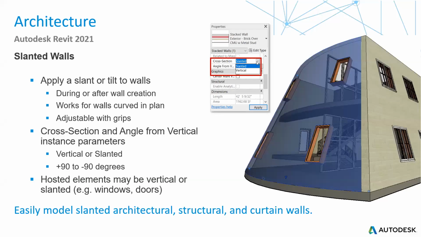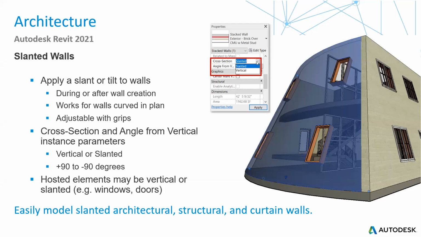The most awaited feature, slanted walls. Apply a slant to tilt walls during or after wall creation. Perfect. Adjustable with grips, cross-section and angle from vertical instance parameters. Hosted elements may also be slanted.